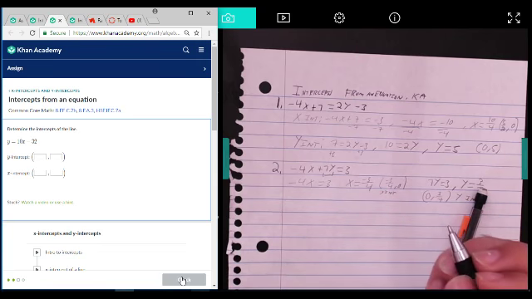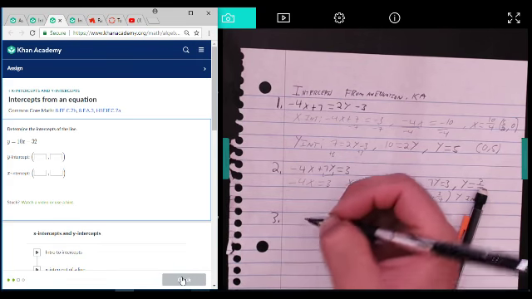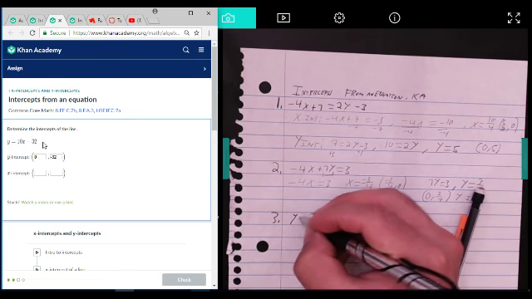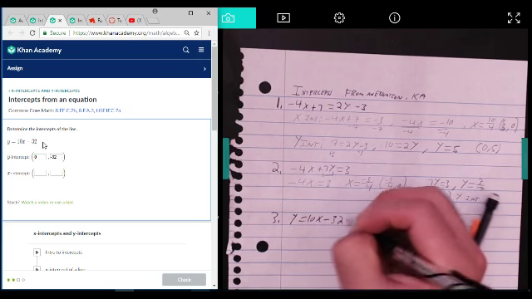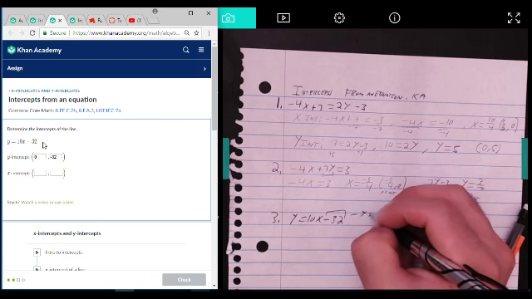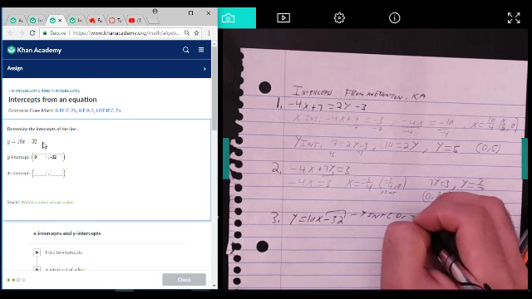For problem number 3, we have y is equal to 10x minus 32. Here this is in slope-intercept form, so you can right away just say the y-intercept is 0, negative 32, because if you know that in the form mx plus b, that term right there is the y-intercept. So before we even write down the problem, y equals 10x minus 32, we can say right away that the y-intercept will be 0, negative 32.